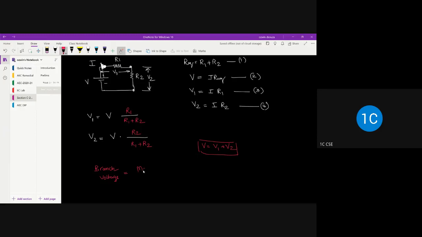is equal to main voltage into resistance across which branch voltage is measured, divided by total resistance.